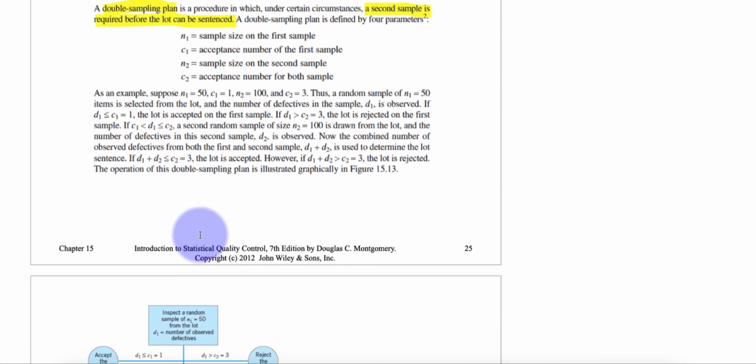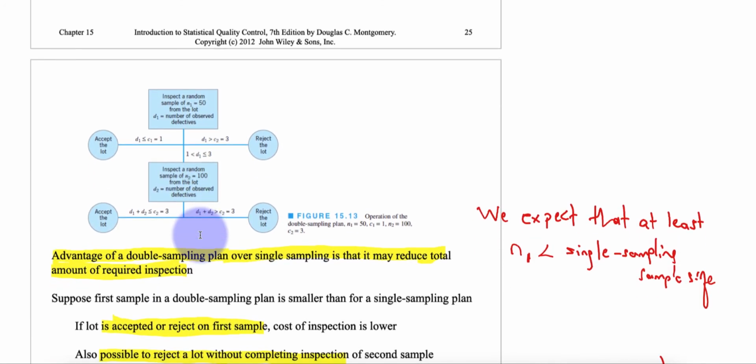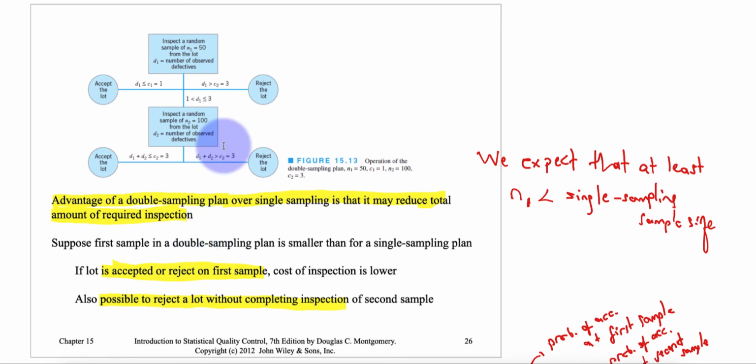This is the procedure, the diagram of the procedure. Let's see it here. So we will take a sample. Let's say we have taken a sample size of 50, and D1 is the number of defective units in this sample. If this number of defective units is lower than 1, we will accept the lot, and we don't need to go with the second sample. And if this number of defective units is greater than 3, let's say, this is just an example, these 50, 3 and 1 are just examples.